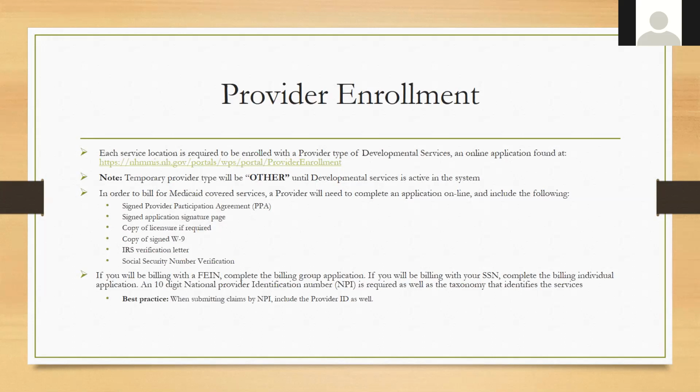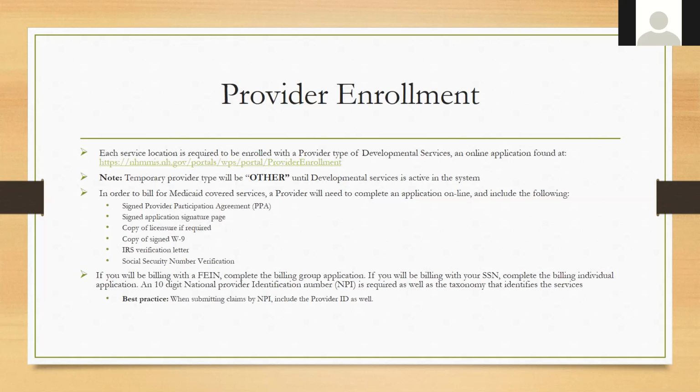If you are going to be billing with a federal tax ID, you must complete the billing group application underneath that provider enrollment list. If you will be billing with your Social Security number, you must complete the billing individual application.